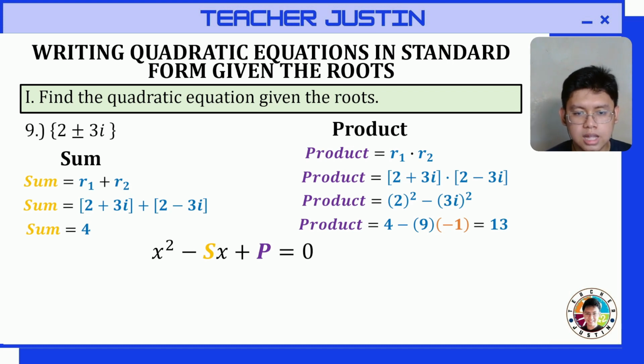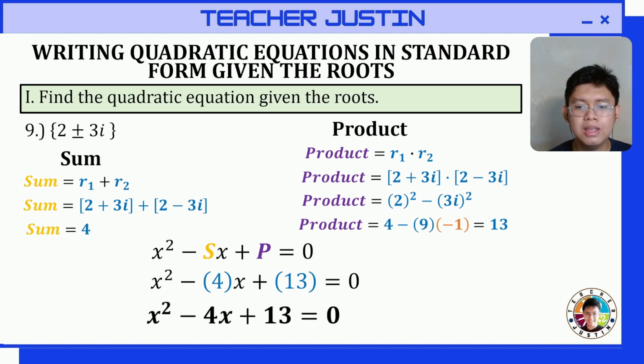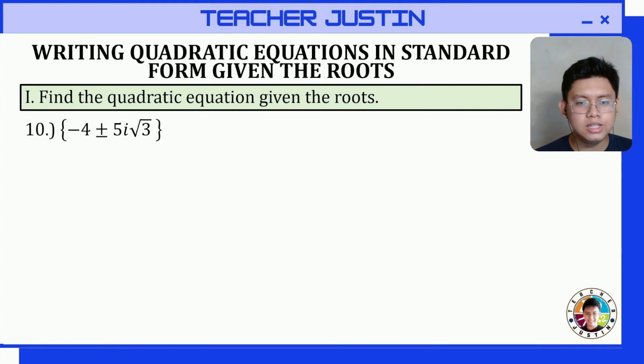So substitute natin, it will give us x squared minus 4x plus 13 is equal to 0. Now let's simplify the signs. It will now be x squared minus 4x plus 13 is equal to 0. And that will be our quadratic equation. Alright, ta-da!